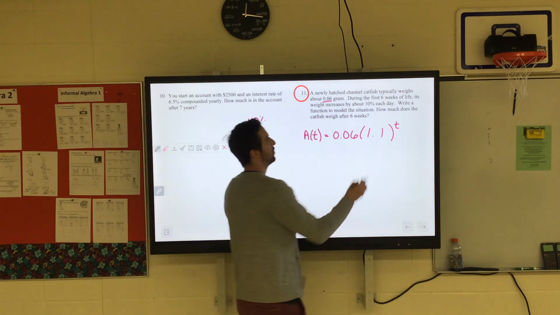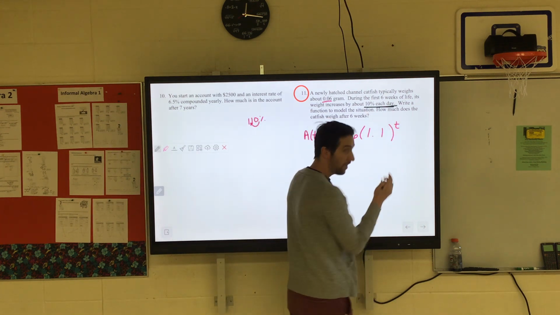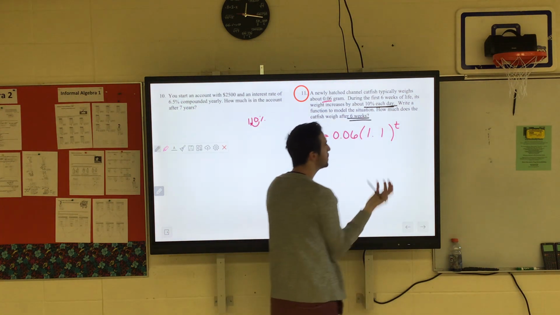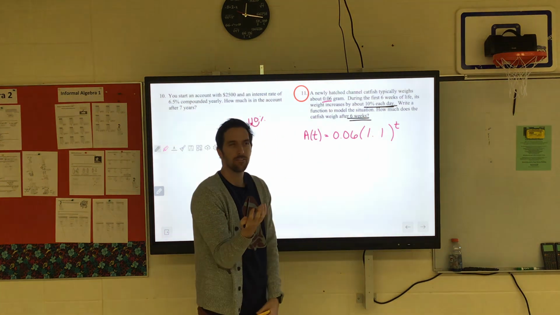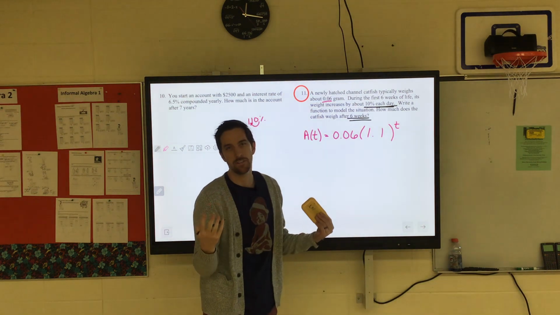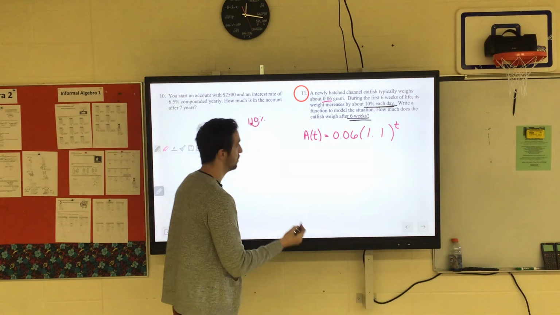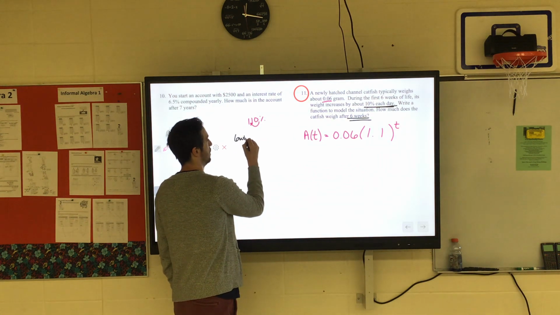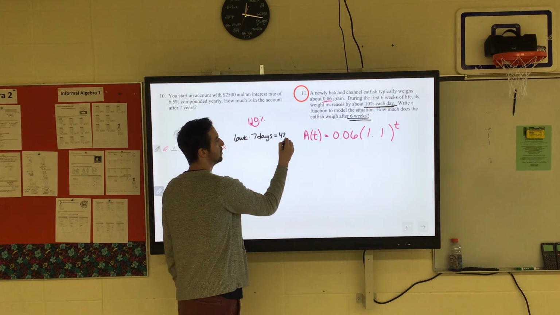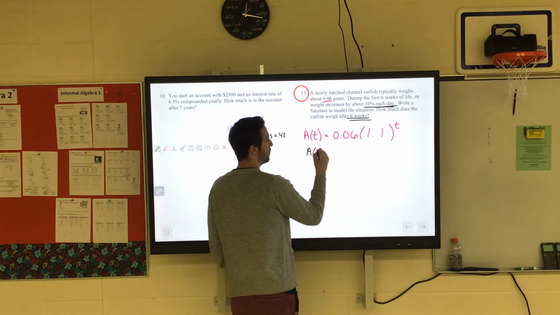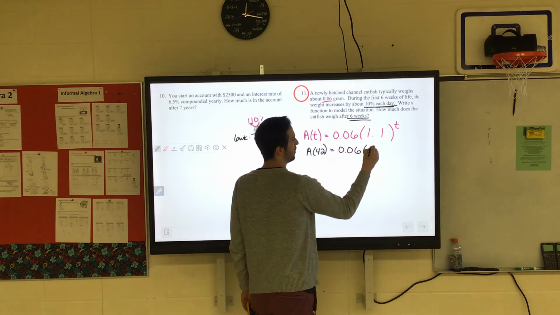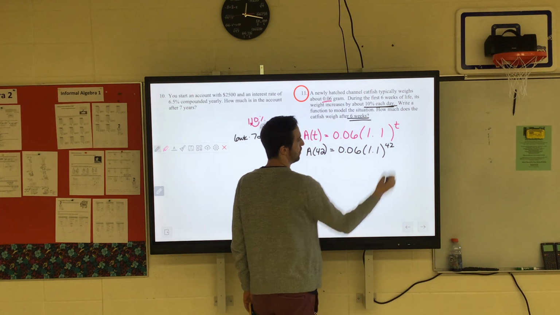Now, it said they grow 10% each day, but then it says how much do they weigh after 6 weeks? So we have to convert to the same unit. We're going to convert them into days. So how many days are 6 weeks? Well, you could just do 6 weeks times 7 days, and it gives you 42 days total. So we're going to say a of 42 equals 0.06 times 1.1 to the 42nd power.